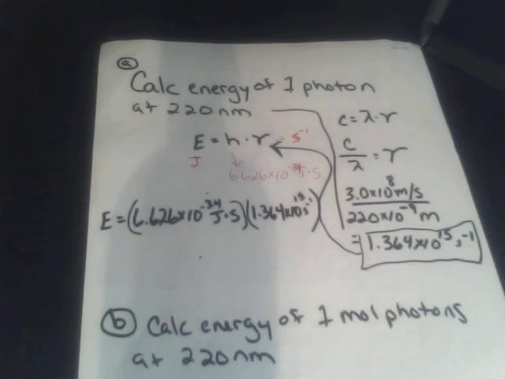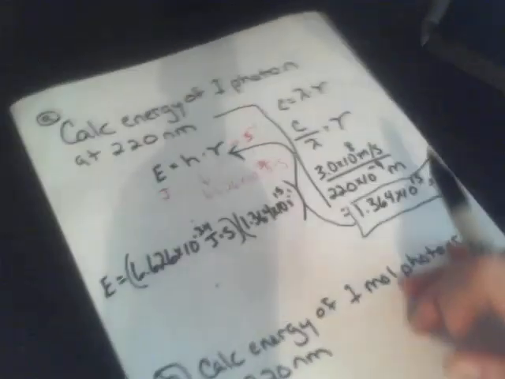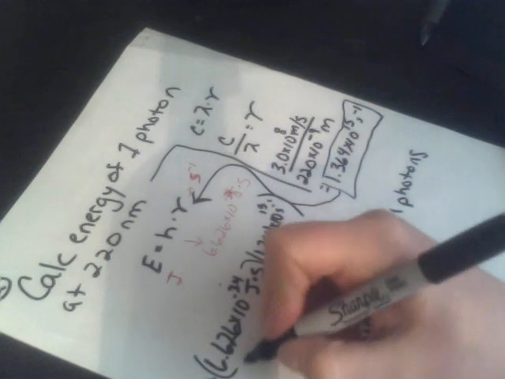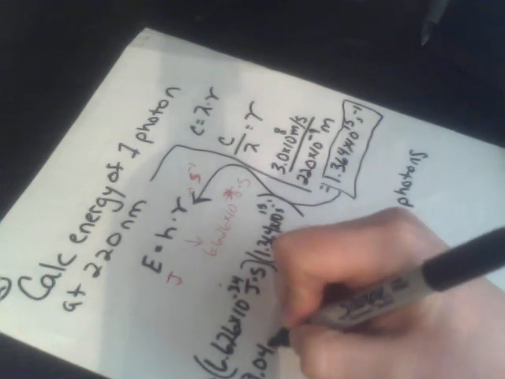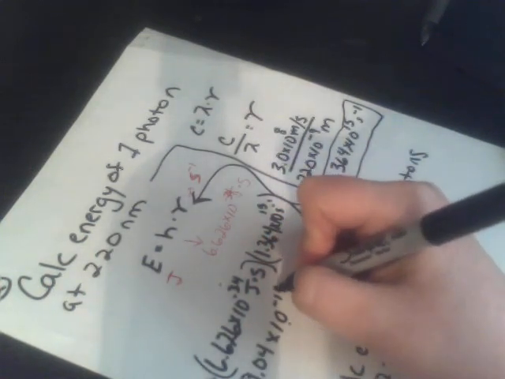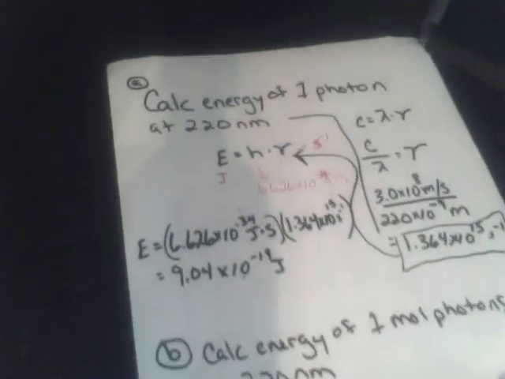What kind of number am I expecting? Well, I'm multiplying something times 10 to the negative 34 times something times 10 to the 15. So it won't be as small as 10 to the negative 34, right? But it's still going to be a small number. So when you type this out in your calculator, again, we should be expecting a fairly small number. So when you type it out, you get 9.04 times 10 to the negative 19 joules.